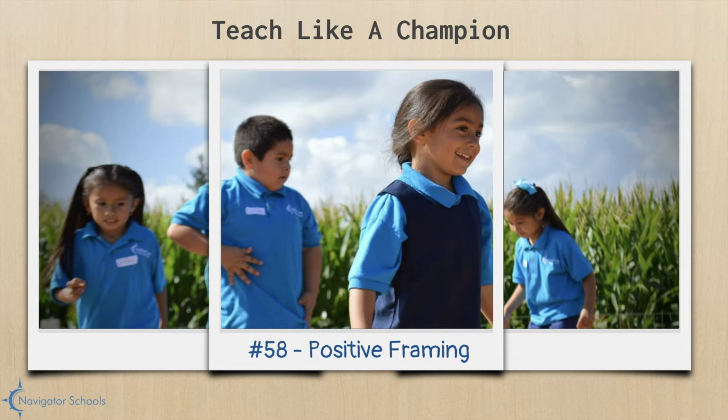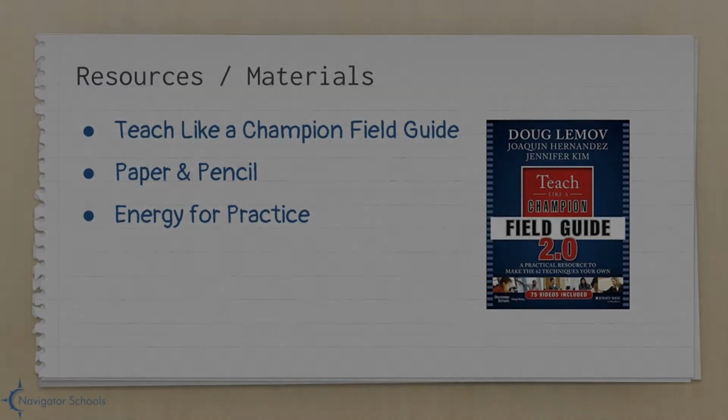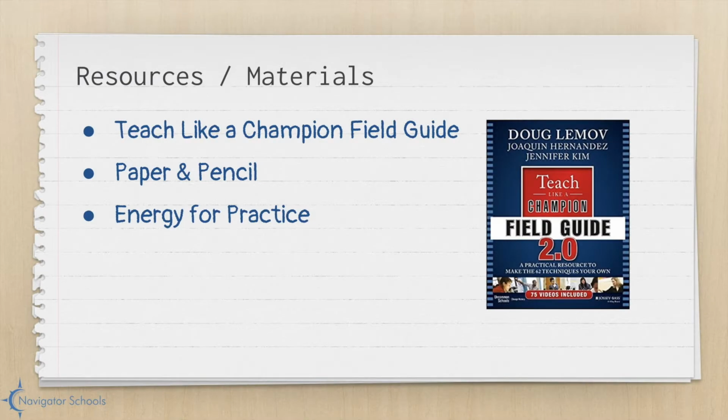This is Teach Like a Champion, strategy number 58, positive framing. You will need the following materials before you get started: the Teach Like a Champion 2.0 field guide, paper and a pencil, and energy for practice.